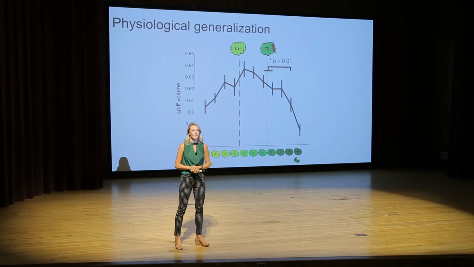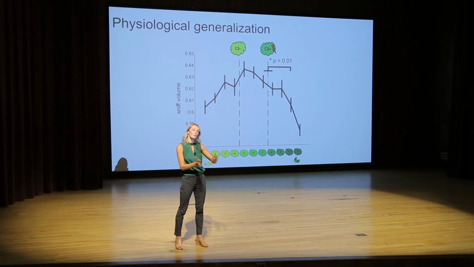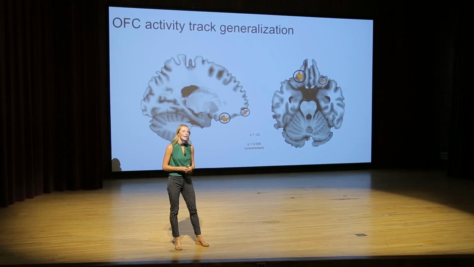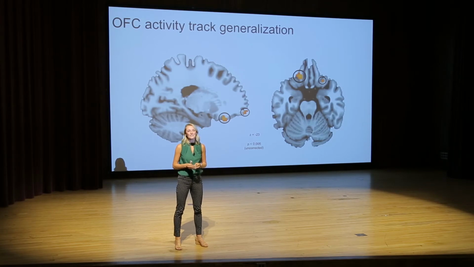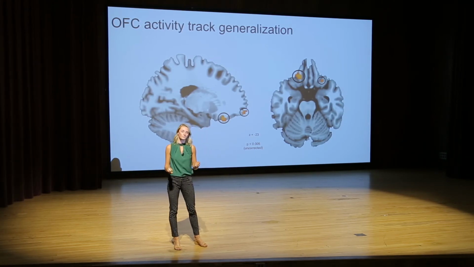Interestingly, we see a similar phenomenon when we look at the sniff volume, where the smallest sniff volumes are again shifted away from that shocked mixture. We then took our analysis a step further and looked at our brain imaging data. And we found that the orbital frontal cortex, or the OFC, is the region of the brain that's tracking this generalization behavior. Now, the orbital frontal cortex is a region that receives information directly from the primary olfactory areas and has a role in pairing odor information with odor outcome.